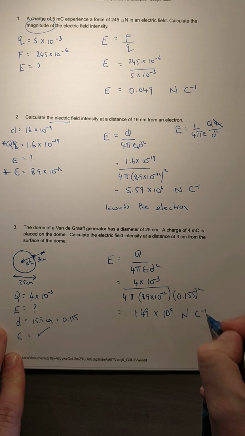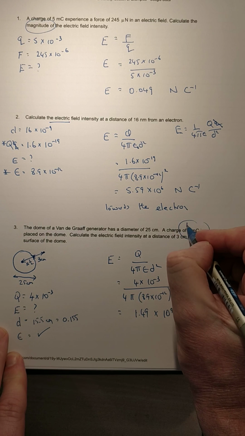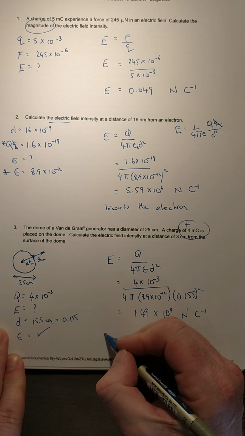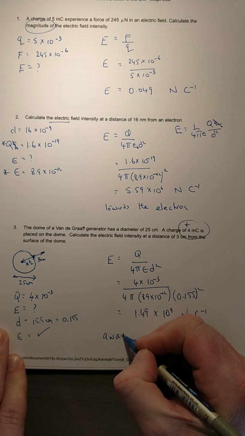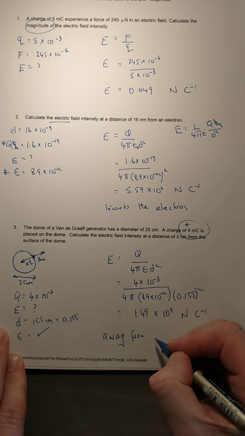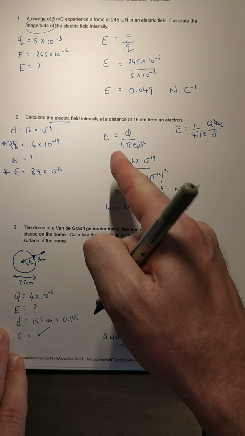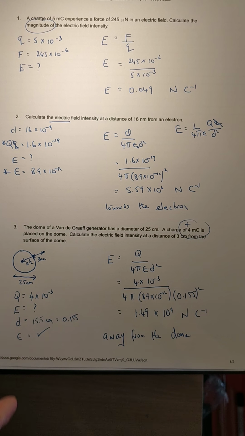newtons per coulomb. And again, the direction, now we were told it was a charge of 4, so that implies plus 4. So in this case, a test plus charge put here would be repelled, so it's away from the dome. It's the opposite direction, because in this case it's a plus charge, in the case of the electron it was a negative charge. Okay, there you go.